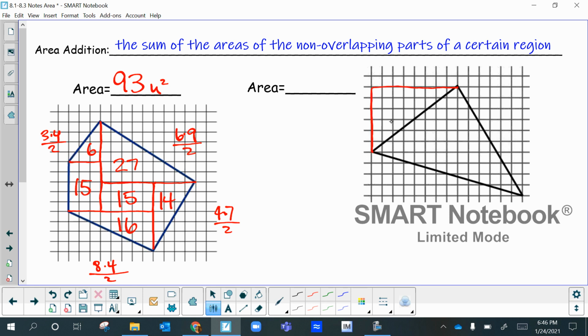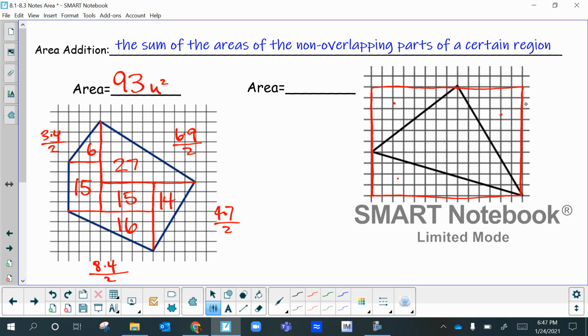So I can find the area of this whole entire rectangle, and this will be a perfect exact measure. If I find the area of this whole entire rectangle and then subtract these red right triangles on the outside, that'll leave me with the area of the black triangle. So let's try it that way.